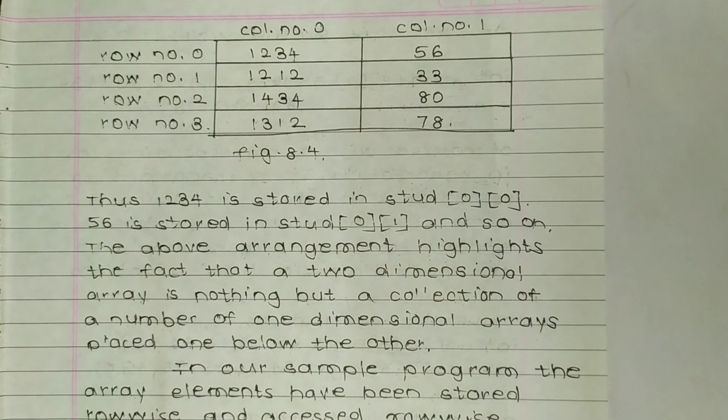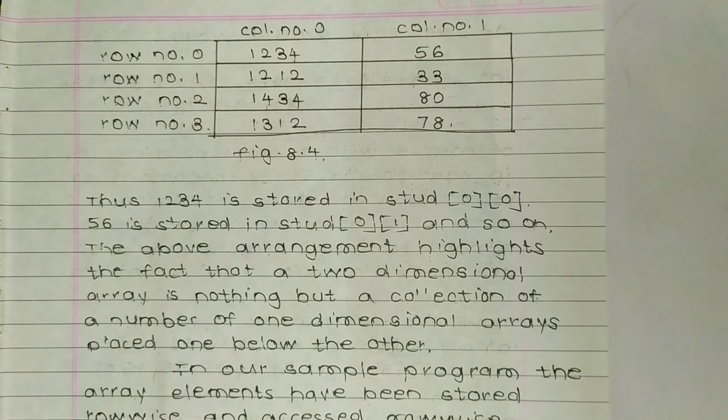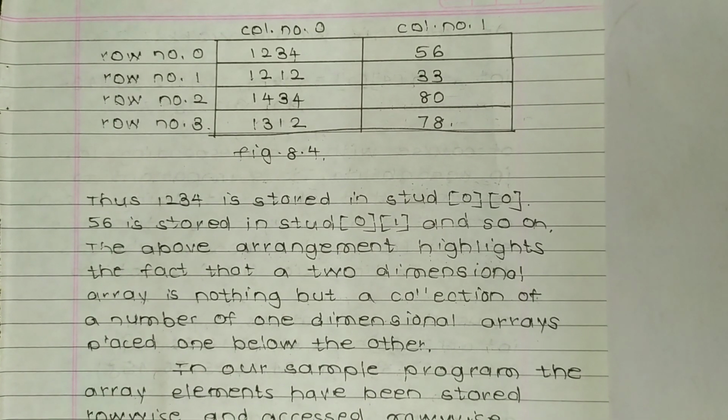So column number 0 and column number 1, and these are row numbers 0, 1, 2, 3. In row 0, column 0, we have 1234, and in row 0, column 1, we have 56. Row number 1, column number 0 we have 1212, and row number 1, column number 1 we have 33. Row number 2, column 0 we have 1434, and row number 2, column number 1 we have 80. Row number 3, column 0 we have 1312, and row number 3, column number 1 we have 78.